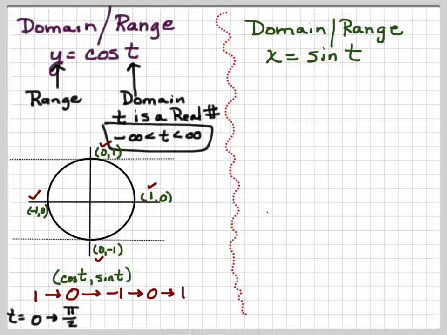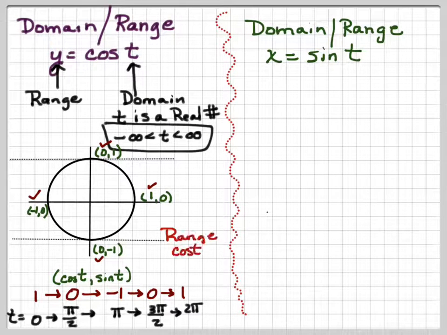Now let's take a look. Let's fill in some things here for what t is. t went from 0 to pi over 2 to pi to 3 pi over 2 and back to 2 pi. So what was happening here? Our range of cosine cycles between negative 1 and positive 1. The smallest value is negative 1 and the biggest value is positive 1. So our range, which is the cosine of t, is going to go from negative 1 to 1 inclusive.